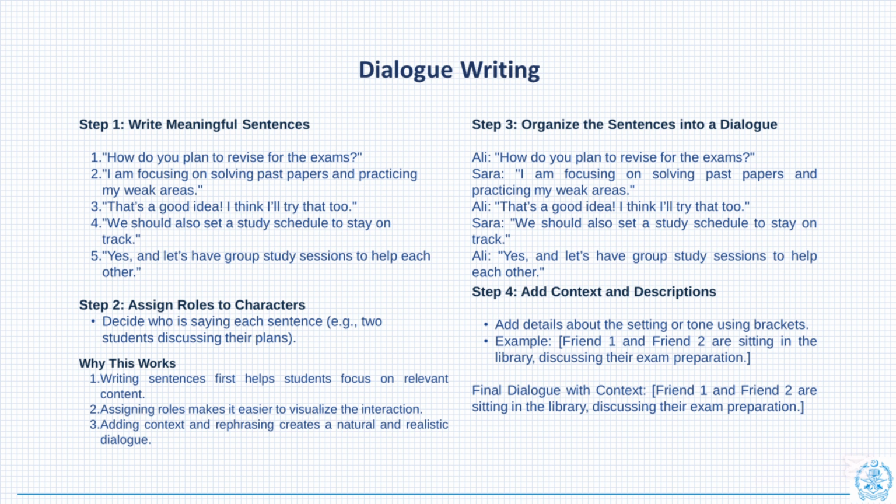Following the same process, start by brainstorming meaningful sentences that could be part of a conversation. Here, for example, students are discussing their revision strategies for exams. List sentences first that help clarify the main idea and keep the content focused. Assign roles to each line, transforming the sentences into dialogue form. This step will allow you to visualize the interaction between the characters. Then, organize the sentences in a logical sequence, maintaining a natural conversational flow.